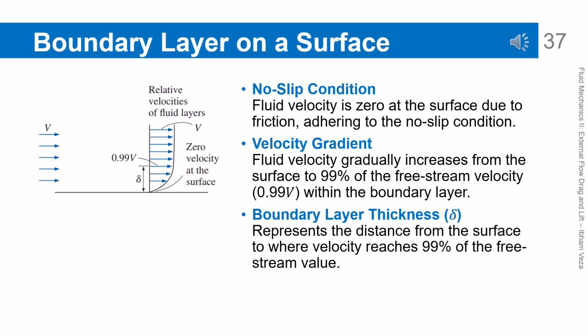Because of the no-slip condition, the fluid velocity at the surface is 0. The velocity then increases gradually until it reaches about 99% of the free stream velocity. The distance from the surface to this point is defined as the boundary layer thickness. This concept provides a clear operational limit for near-wall flow analysis. Almost all friction effects originate from this thin region.